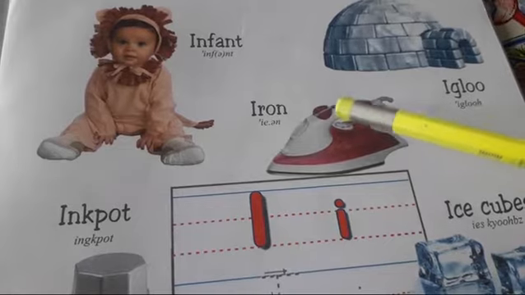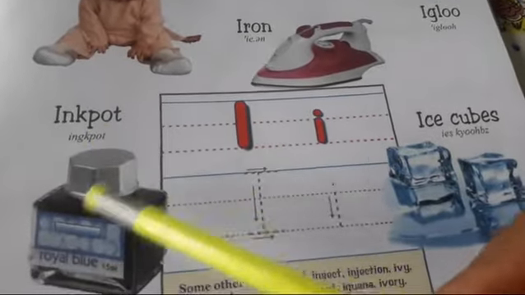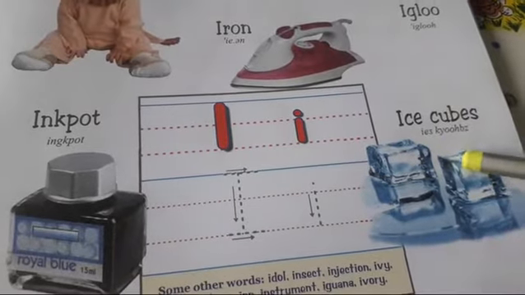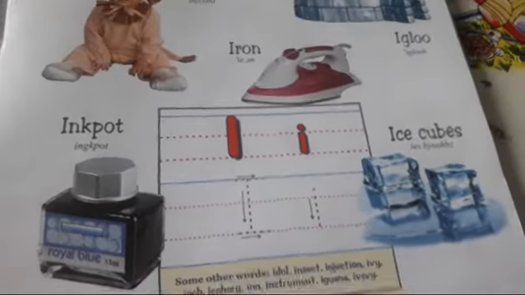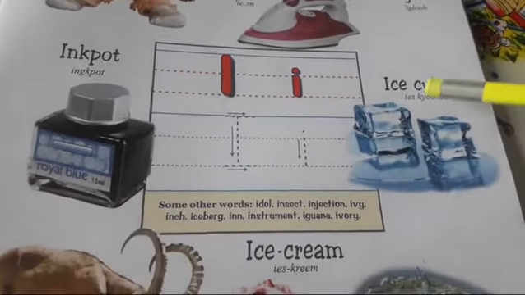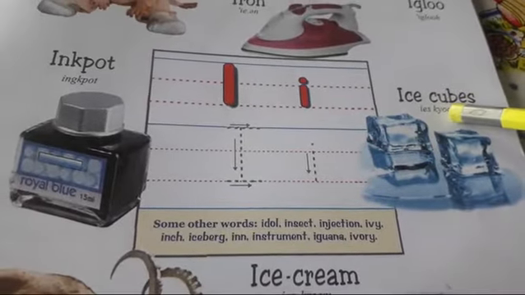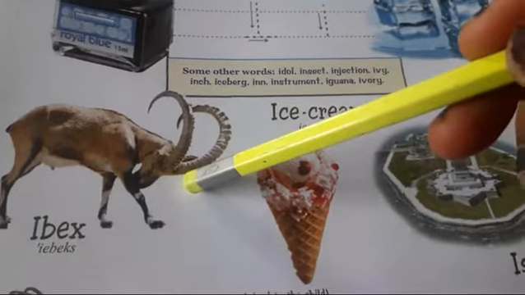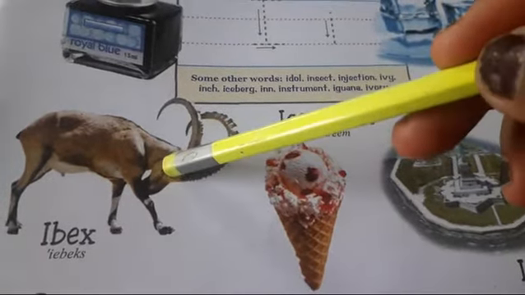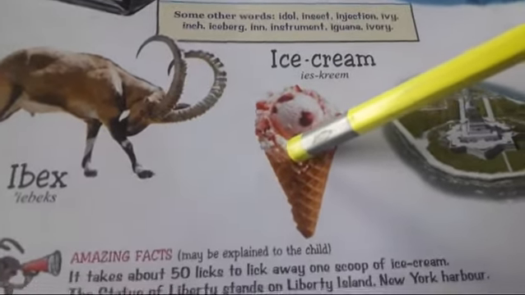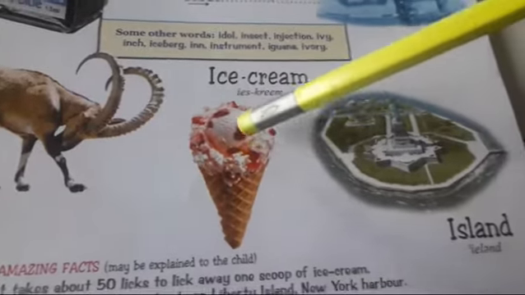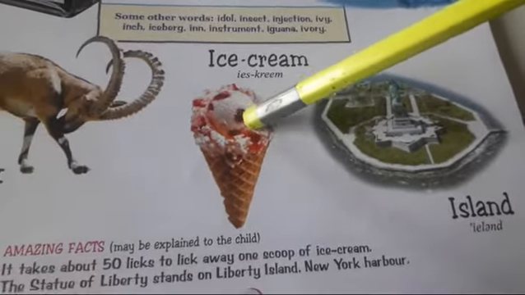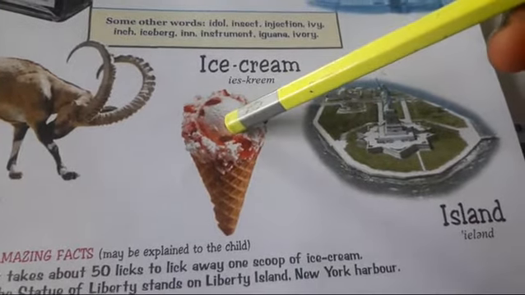Iron. Inkpot. Ice cubes. Do you keep them in the freezer? Ice cubes. Igloo. Ice cream. Which picture is this, children? Ice cream. Yes. Cool, cool. Do you like it?